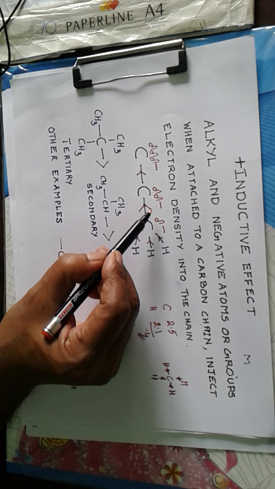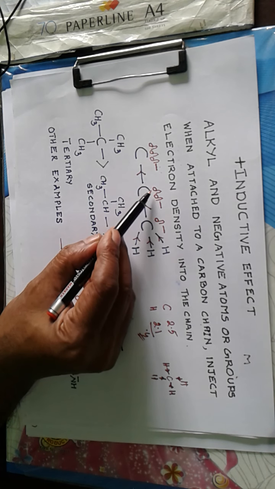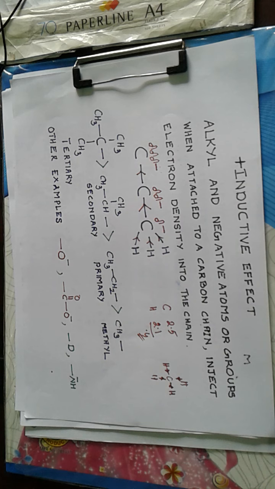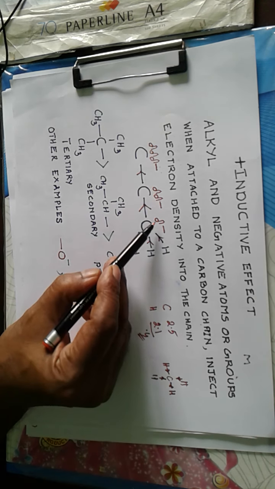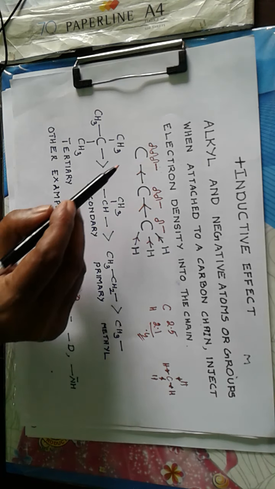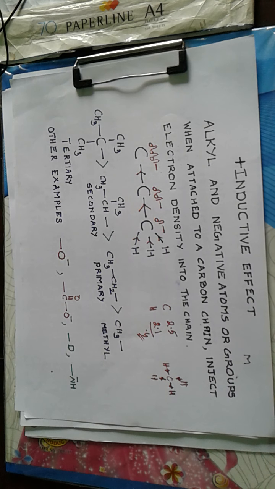Then the next carbon will acquire a delta negative charge, and I told you earlier that delta negative is delta multiplied by delta, and when two fractions are multiplied the value will be lesser than delta negative, and on the third carbon we have a still smaller delta negative charge, and so on. And so that is plus I effect.